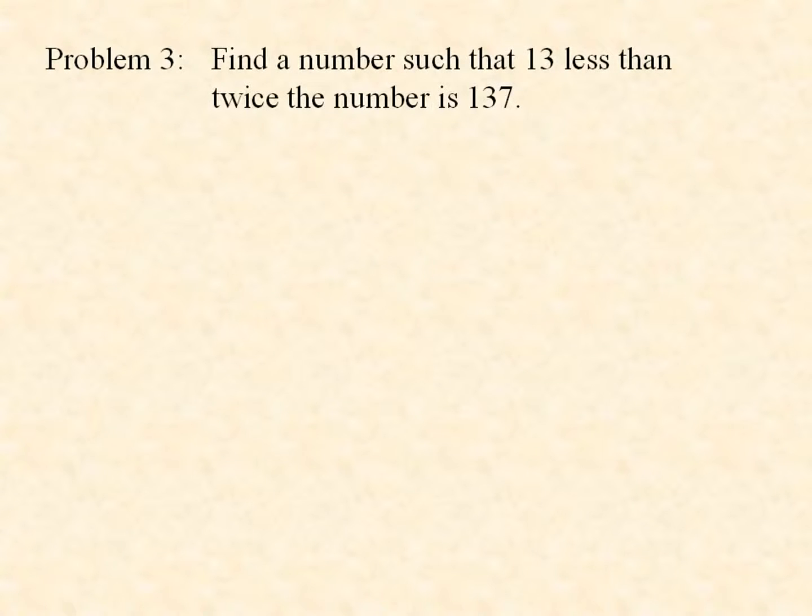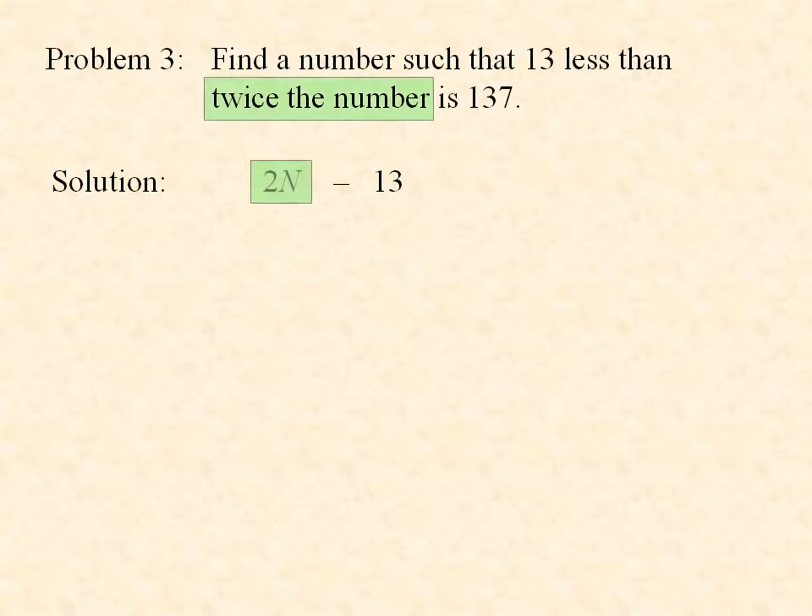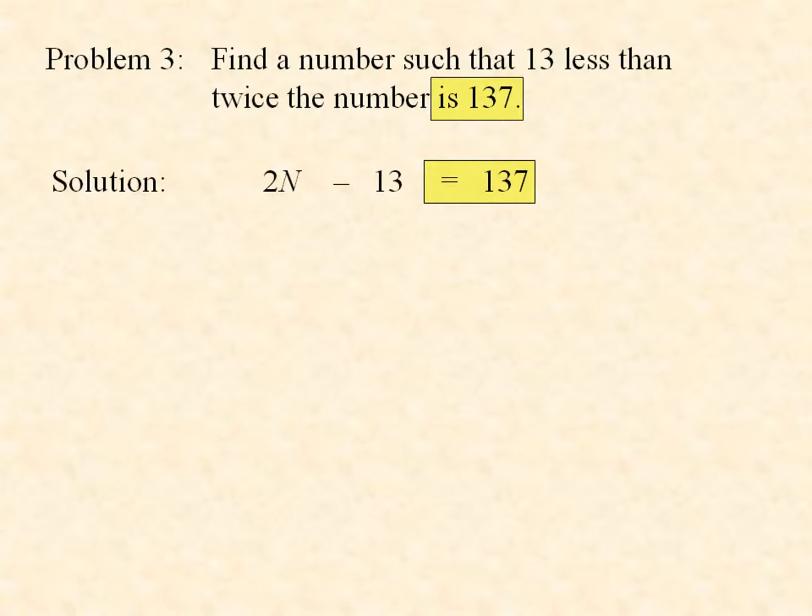Problem 3. Find a number such that 13 less than twice the number is 137. Well, let's see. 13 less than twice the number. 13 less than means we subtract the 13, and we subtract it from twice the number. So we have 2n minus 13. And that is equal to 137.